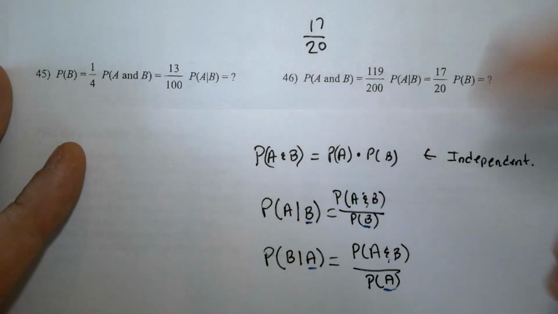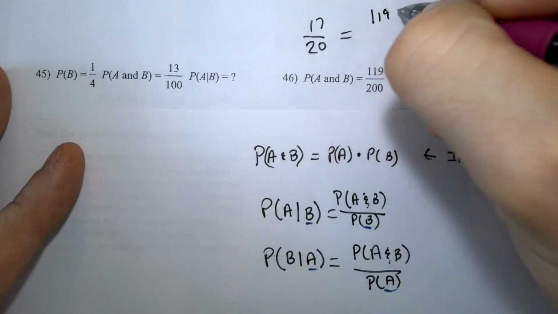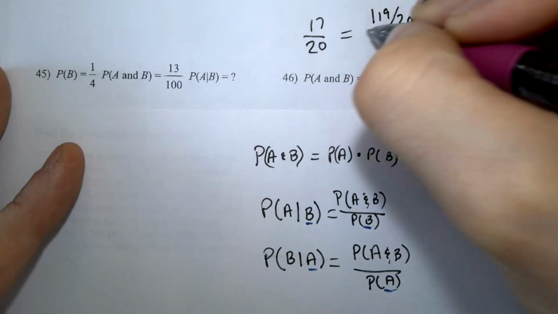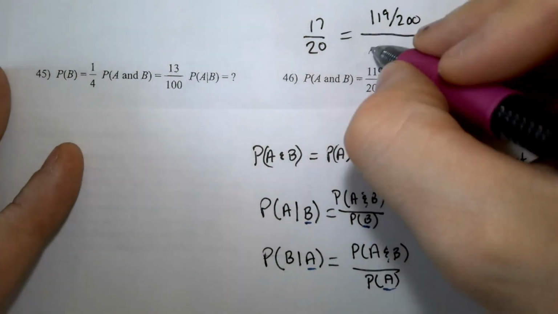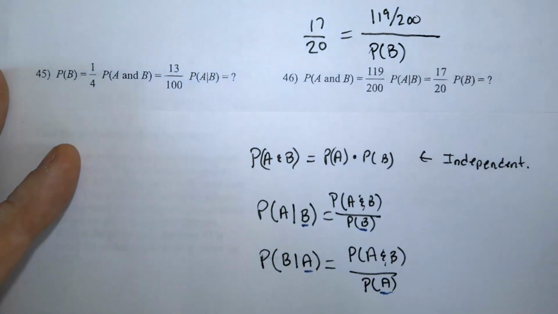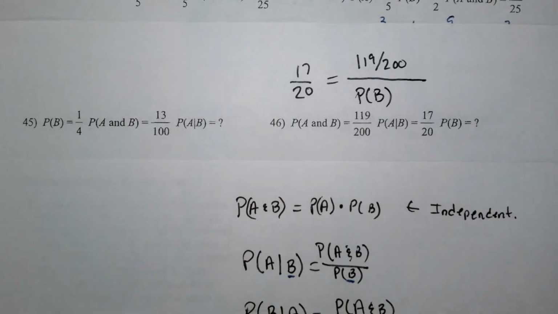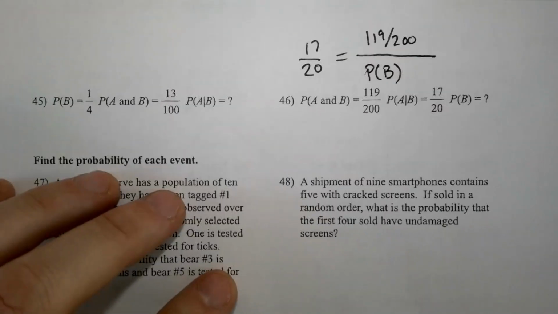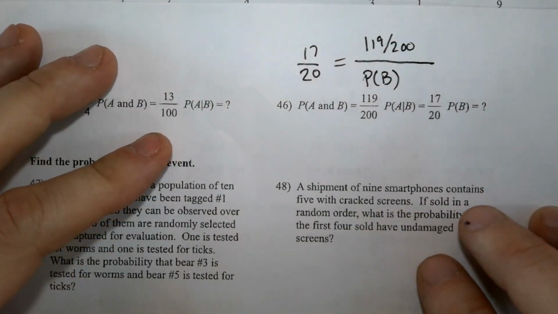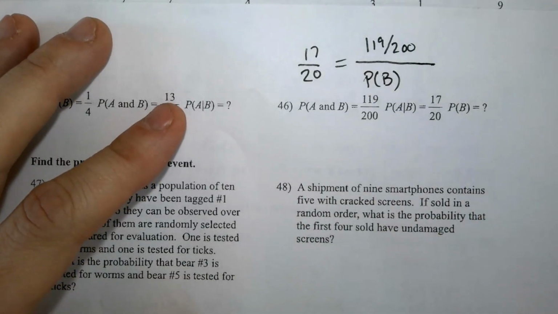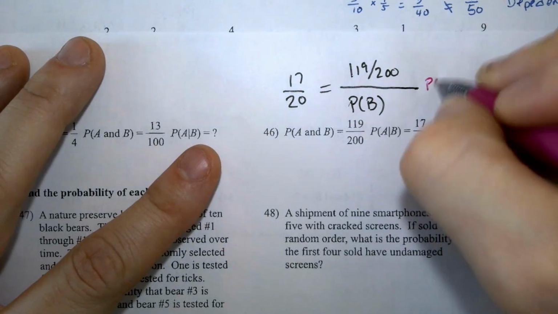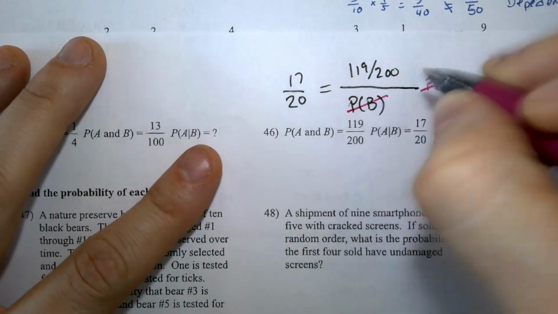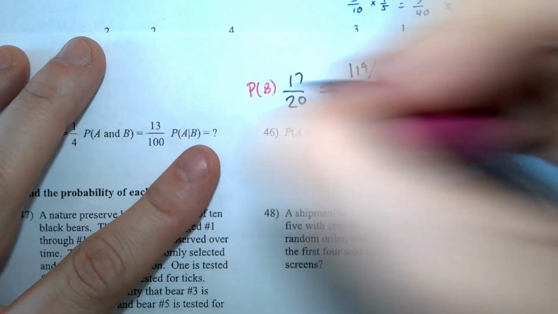Probability of A and B is 119 out of 200. Divide by the probability of B. So we have probability of B here. We don't know that. We're looking for that. And we have a multitude of options for how to solve it. You could cross multiply if you remember that from geometry. But if you don't remember that, you can multiply by the probability of B over here and it would cancel. And you get a probability of B over there.